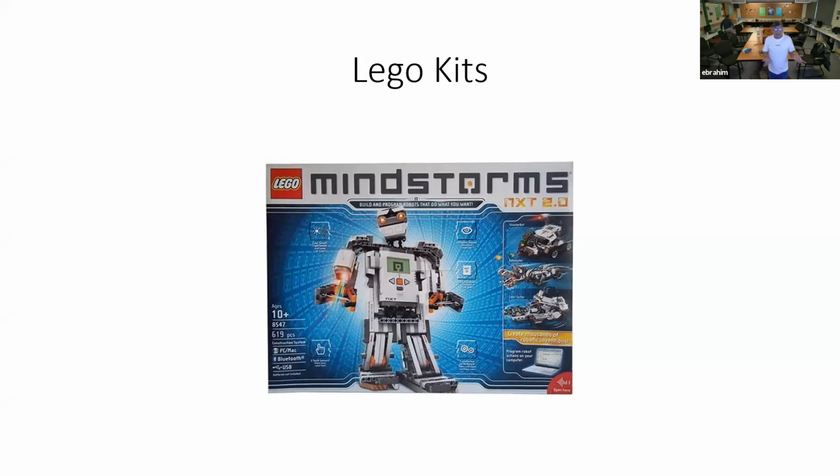Like Lego. Okay, you can buy a Lego kit. It has all the items in it to be able to develop a robot, for example, in this case, or an autonomous motor vehicle, a car.